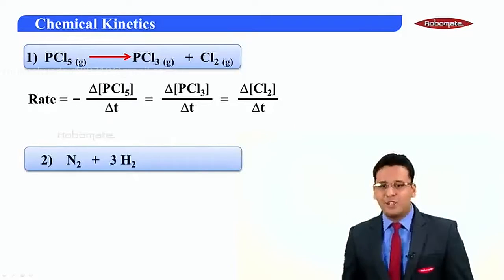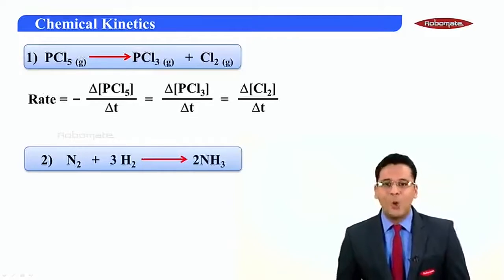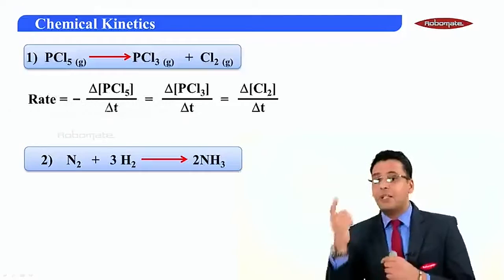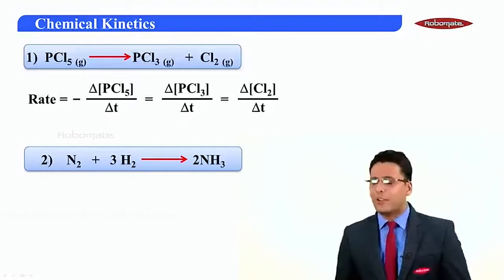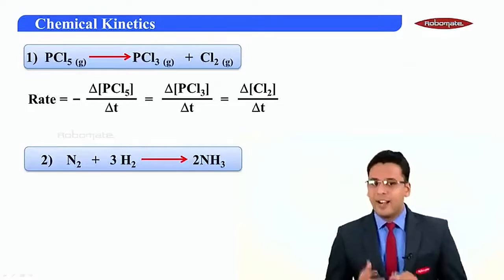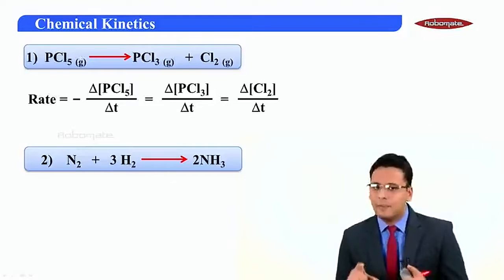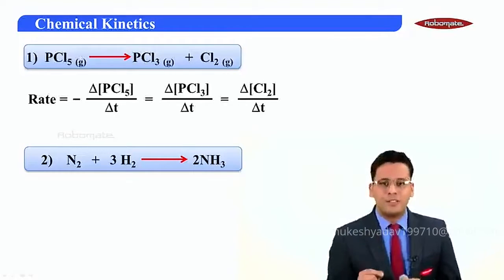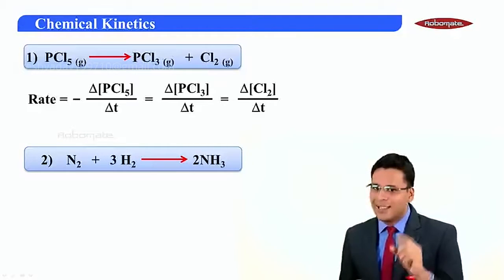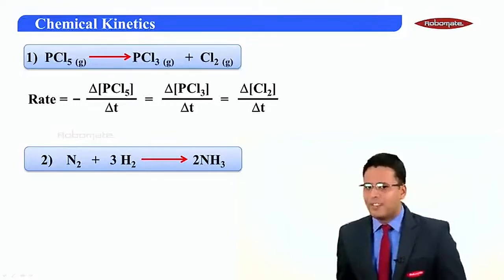N2 plus 3H2 produces 2NH3. Formation of ammonia is what we are talking about. Now here, this reaction is slightly different from the earlier one. You've got some stoichiometric coefficients over here. Earlier, the stoichiometric coefficients were 1. The rate of reaction, the equation in which you write it, will remain the same, but for a small change. Wherever you have a stoichiometric coefficient, just multiply that term by its reciprocal. Let's understand with the help of this example.